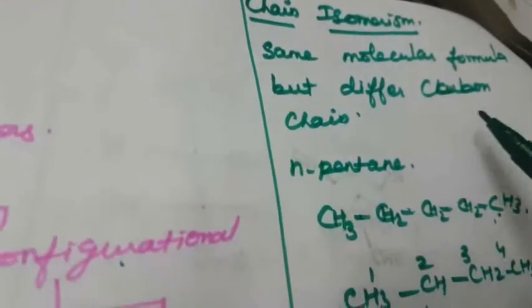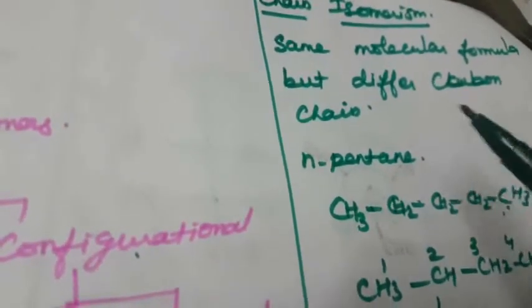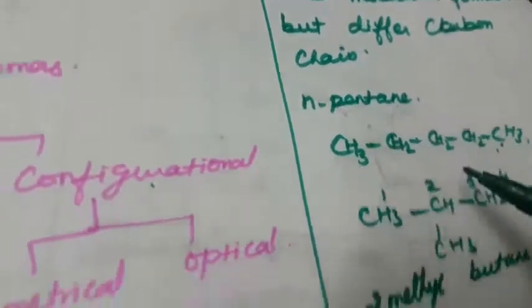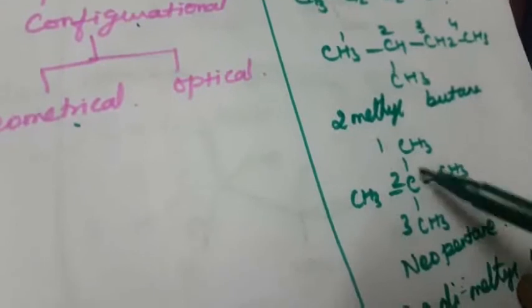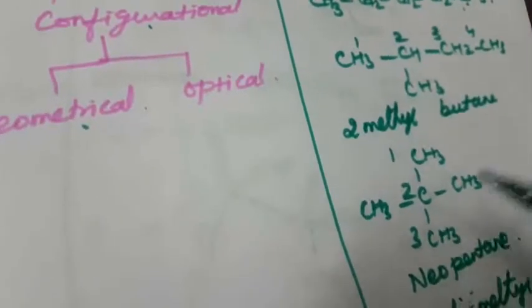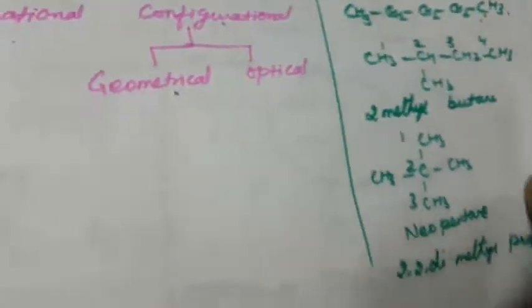So what is meant by chain isomerism? That isomerism is very important. Same molecular formula but differ in the carbon chain. So the molecular formula will be the same, the carbon chain will be different. This is a 5-carbon chain, this is a 4-carbon chain, this is only a 3-carbon chain. So only the carbon chain will differ.